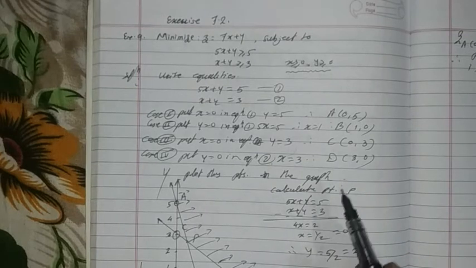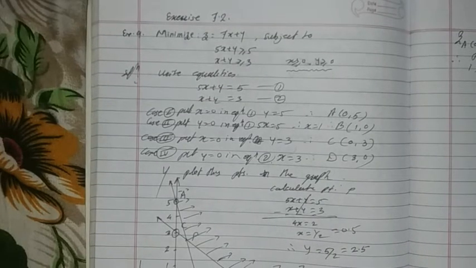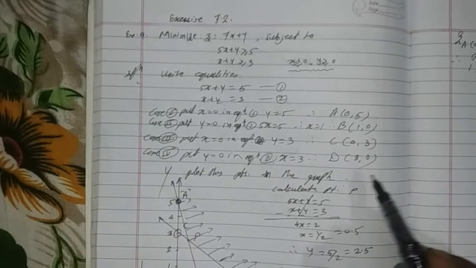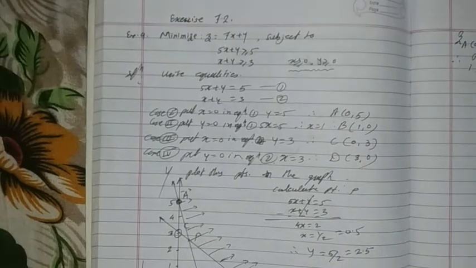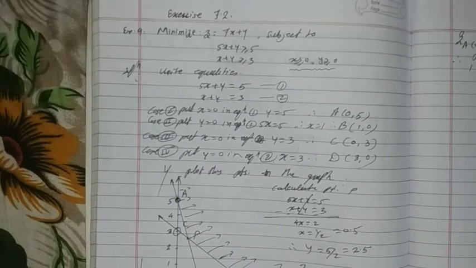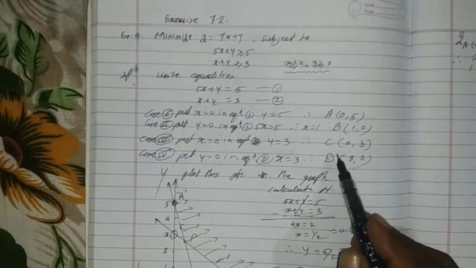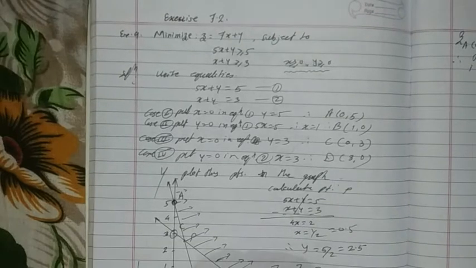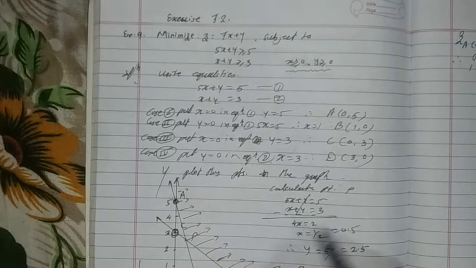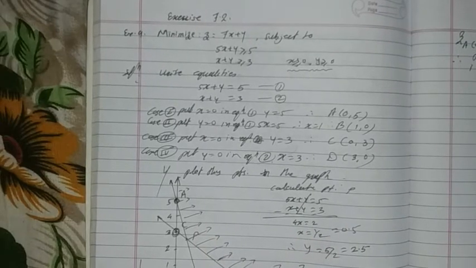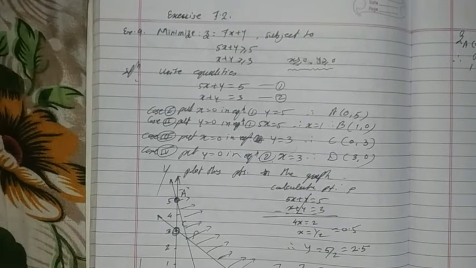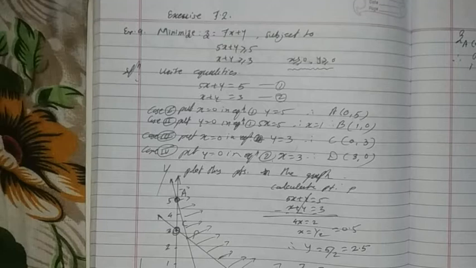Then we have to plot the first point 0, 5. 0 on x axis, 5 on y axis. That is A point. Next point B 1, 0. 1 is on x axis, 0 is on y axis. That is B point. Similarly, C point 0, 3. 0 is on x axis, 3 is on y axis. And 3, 0, D point. 3 is on x axis, 0 is on y axis. Therefore, these points are on the axes.